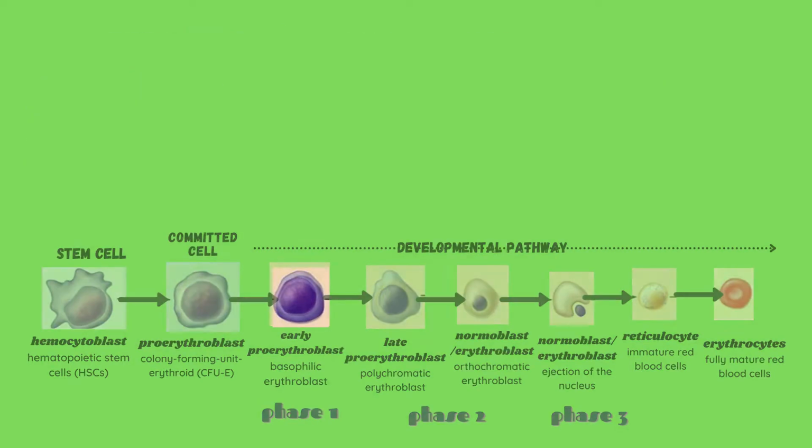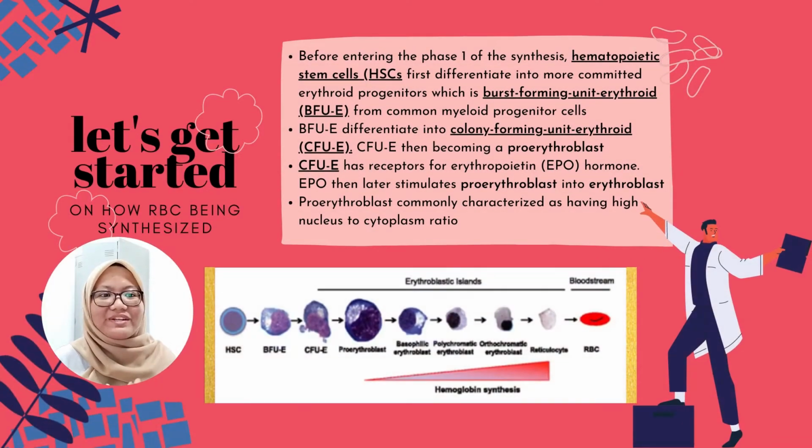Okay, let's get started on how red blood cells are synthesized. Before we enter phase 1 of the synthesis, the hematopoietic stem cell first differentiates into more committed erythroid progenitors, which is the BFU-E, burst-forming unit erythroid, from common myeloid progenitor cells. BFU-E then differentiates into colony-forming unit erythroid, CFU-E. CFU-E then converts into proerythroblast, as you can see in this diagram here.